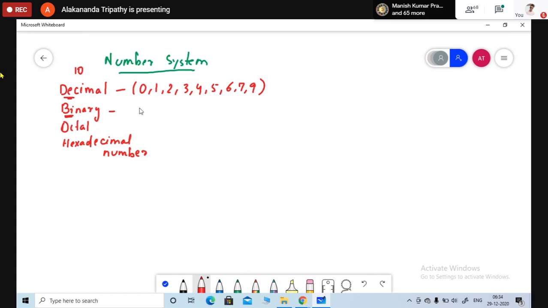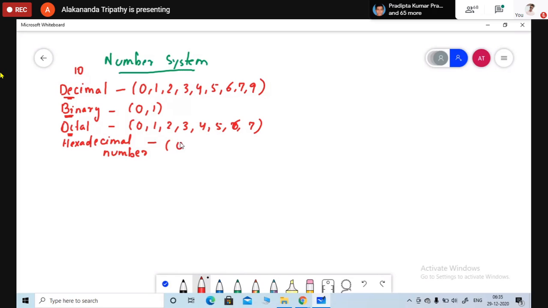Binary means two values are there, that is 0 and 1. Similarly, octal represents 8. So we are having 8 sets of numbers, and using these 8 sets of numbers, we are forming the octal number. All of you clear? Okay, and this part is not there in the slide, so if you want, you can make it a note.